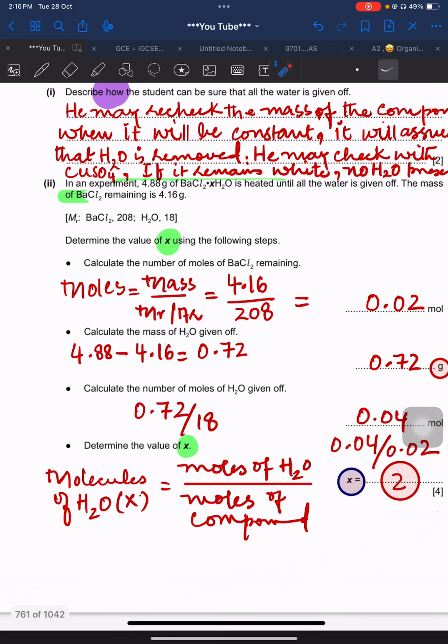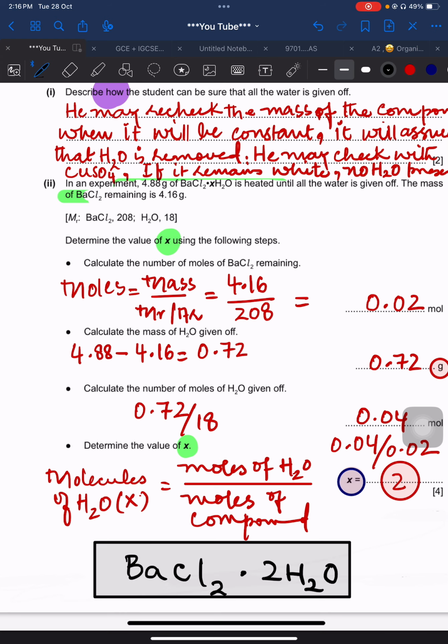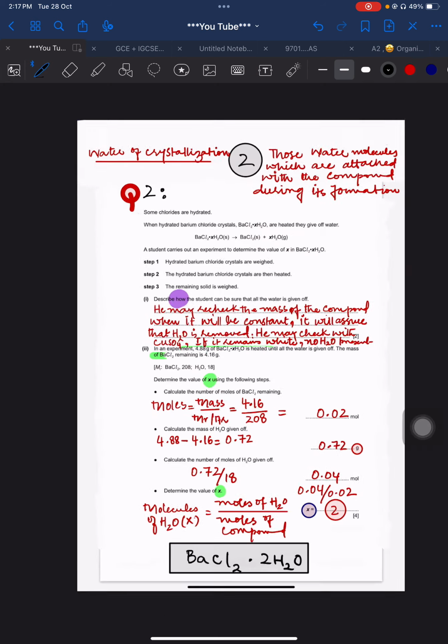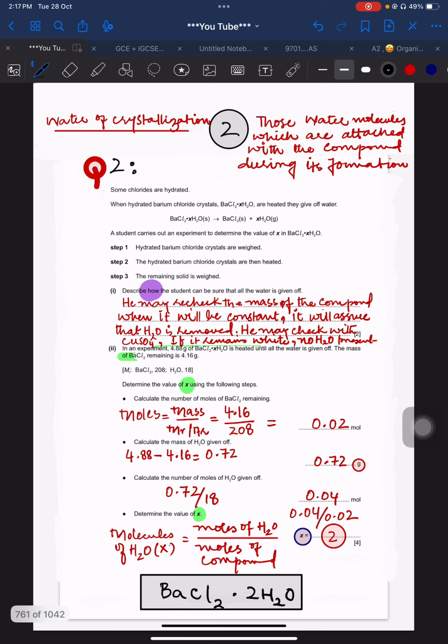Sometimes the examiner asks, write down the formula. Here I am writing the formula as well. It will become BaCl2.2H2O. The .2H2O explains that these two water molecules are attached to the compound during its formation. So this is the question related to water of crystallization.